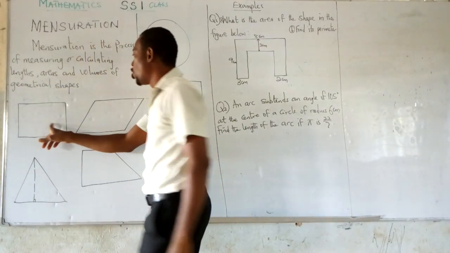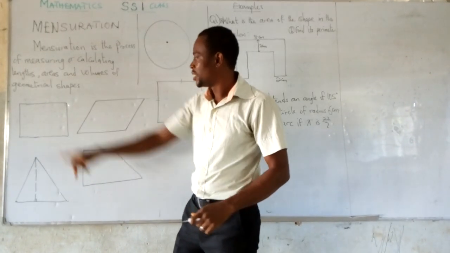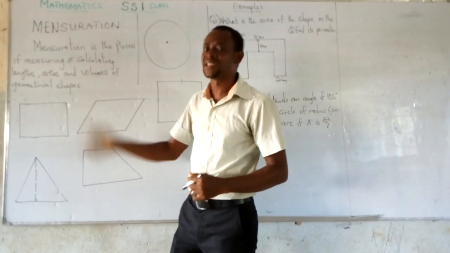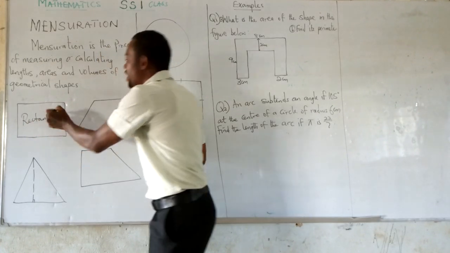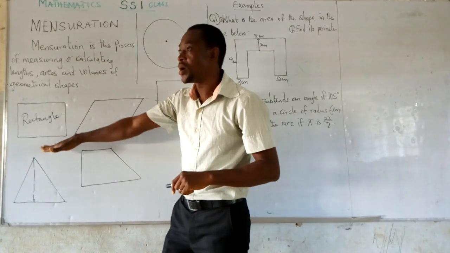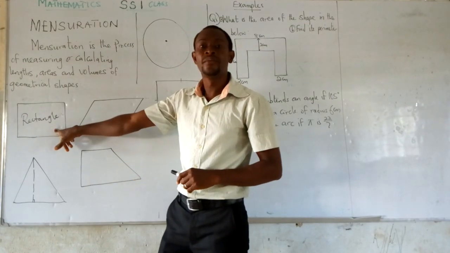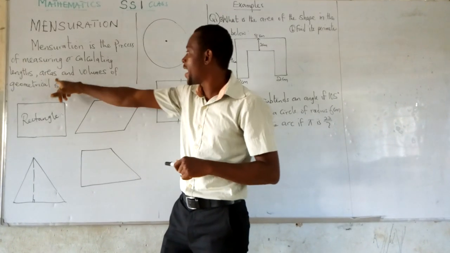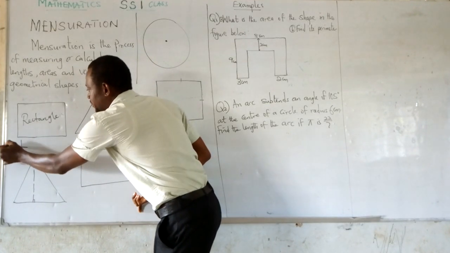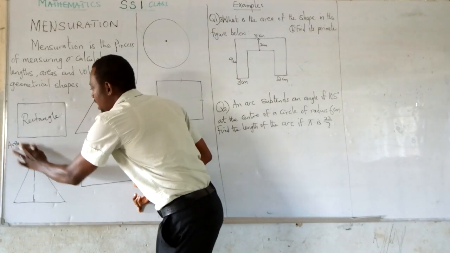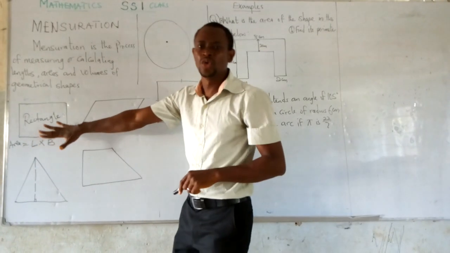So, if we look at what we have today, we have some plain shapes on the board. This shape, if you look at it very well, is an example of a rectangle. We may not have enough time to go through all of these, so we're going to limit what we are doing here. When we are talking about the area of a rectangle, what is it? Length times breadth. In this context, we are going to stop there.